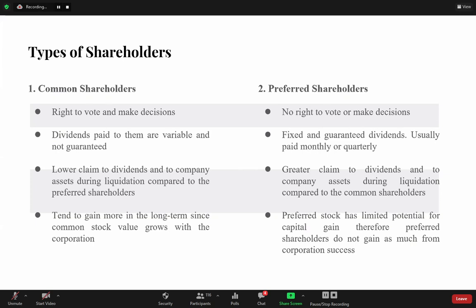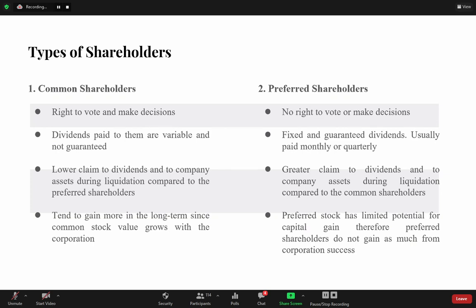The first one is that the common shareholders have a right to vote and make decisions. They're the ones who make decisions on things like who sits on the board of directors, the company's corporate policy, or structural changes like mergers and acquisitions and liquidation and things like that. On the other side, preferred shareholders don't have a voice in making decisions.